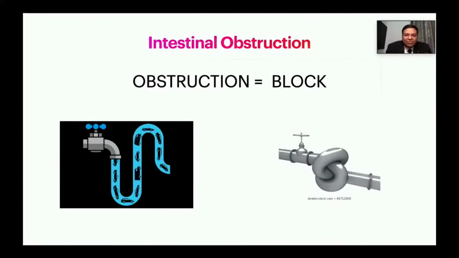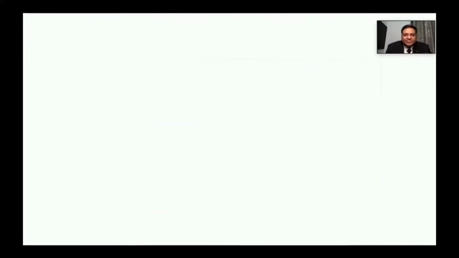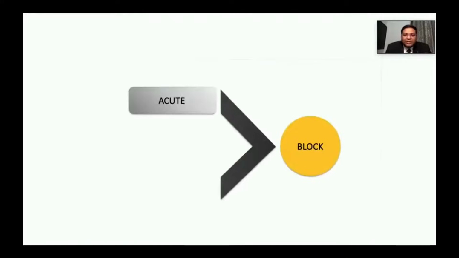There are various causes of obstruction, and the obstruction or the block can happen suddenly. If it happens suddenly, we call it acute obstruction. But at times, if the blockage is partial, or the blockage is not complete, it is called a subacute obstruction.